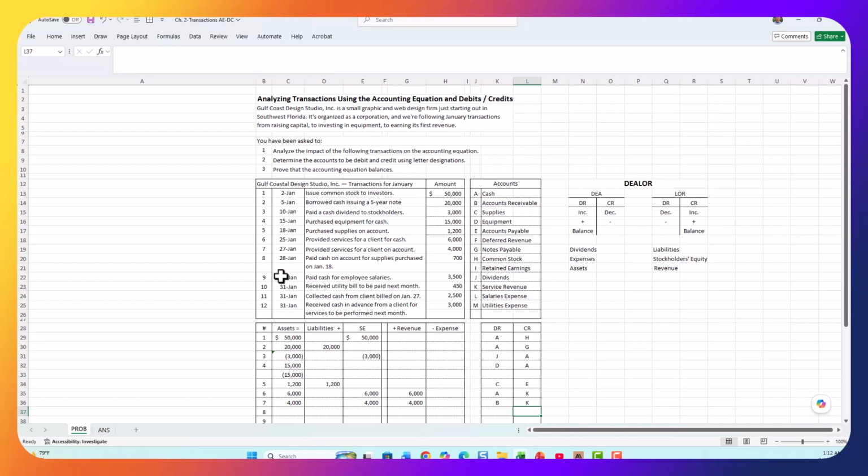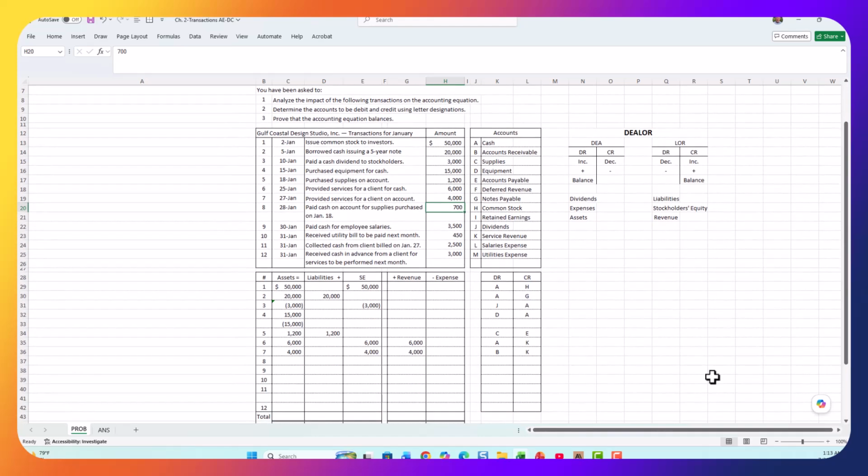January 28th, paid $700 cash on account towards supplies purchased. Well, since we're paying cash out, cash, which is an asset, decreases. Since we're paying off an accounts payable, which is a liability, it decreases. Nothing affects equity in this transaction. So we debit E, accounts payable, and we credit A, cash.